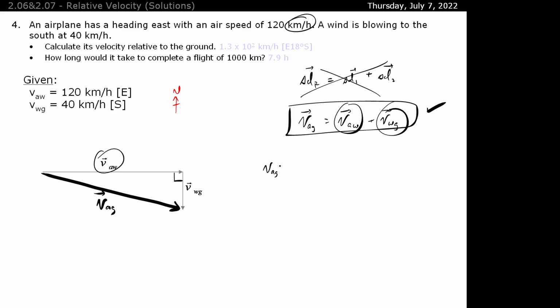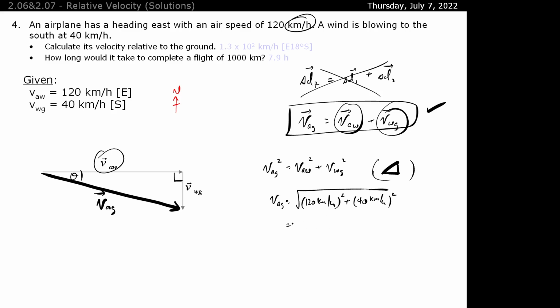So VAG as a scalar, that's the hypotenuse, will be equal to the square root of VAW squared plus VWG squared. Again, this only works because this is a right triangle. In any other case, we wouldn't be able to solve it using such a simple method. So the magnitude of AG is equal to the root of AW, which is 120 kilometers per hour, squared. Again, we don't need to deal with vectors when we use Pythagorean, because that will just wreck things. After all, with Pythagorean, you can't tell the angle. It will only tell you the length of the hypotenuse, and that's it. So that's another reason why we drop the units.